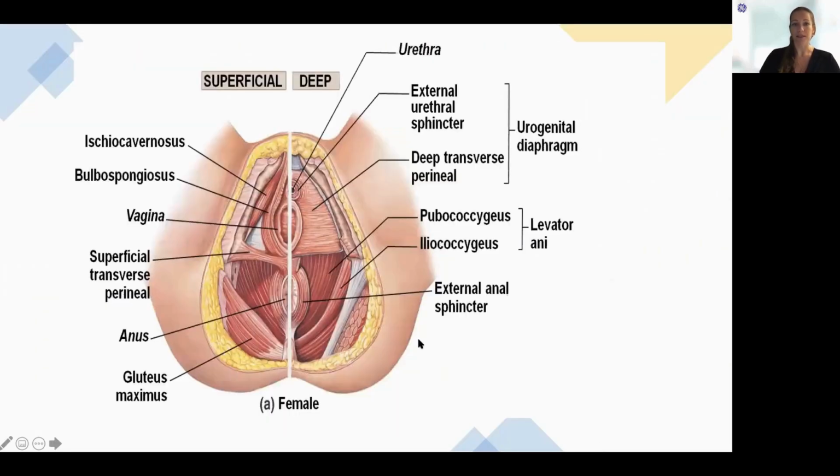Pelvic floor muscles are divided into superficial and deep. On this side, you see the superficial muscles, where we can find the musculus bulbospongiosus, musculus ischiocavernosus, and superficial transverse perineal muscle. On the other side, we find the deep pelvic floor muscles, where we find the external urethral sphincter, deep transverse perineal muscle, and levator-ani muscles. Here we can see pubococcygeus and iliococcygeus muscles.